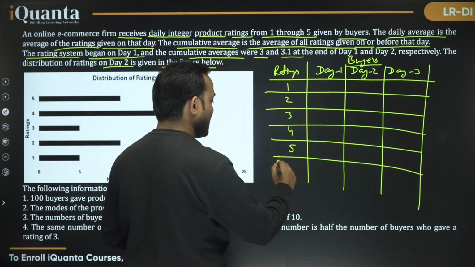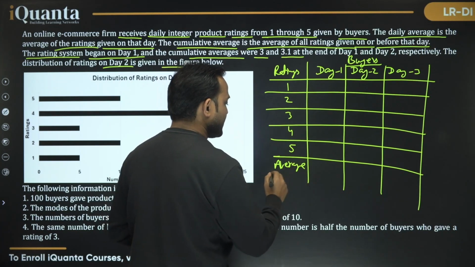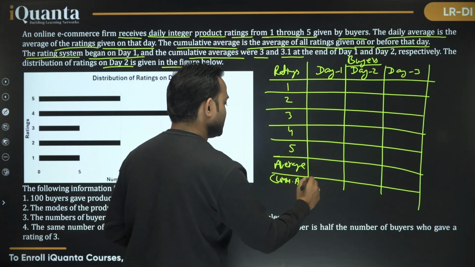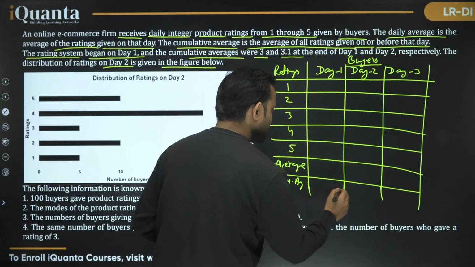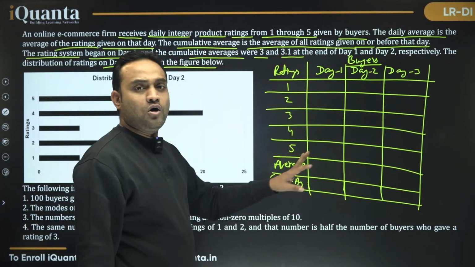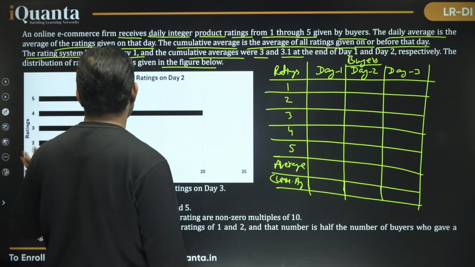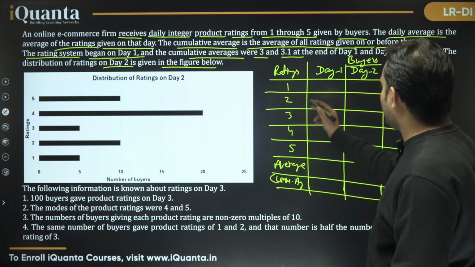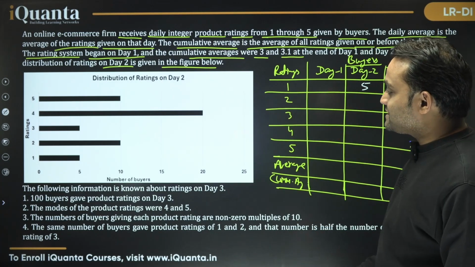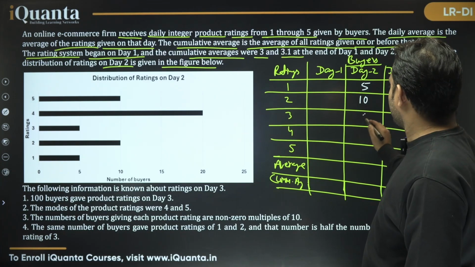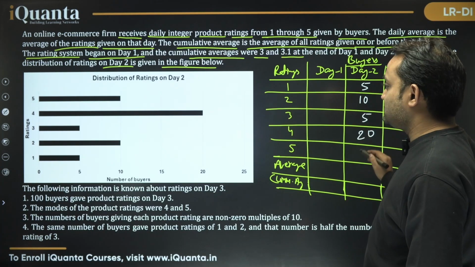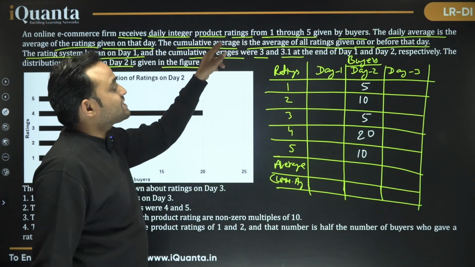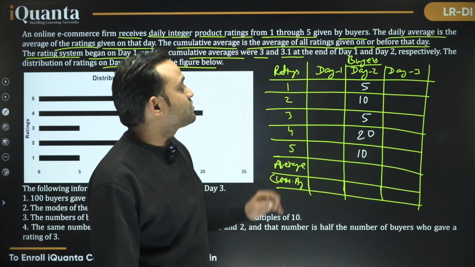Now what will be the average? And there is also cumulative average. So let's write that down also. Now you can see we can put all the values here, right? First of all, let's start with day 2. How many buyers gave a rating of 1? So 5 buyers. How many buyers gave a rating of 2? 10. Then 5 here. Then 20 here. And then 10 here. Now it's given that the cumulative average is the average of all the ratings given on or before that day.